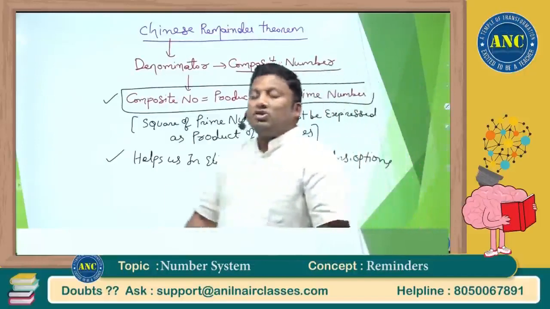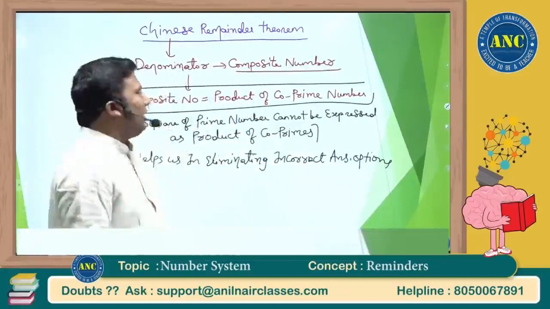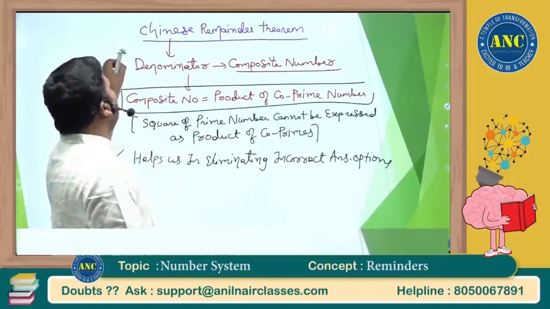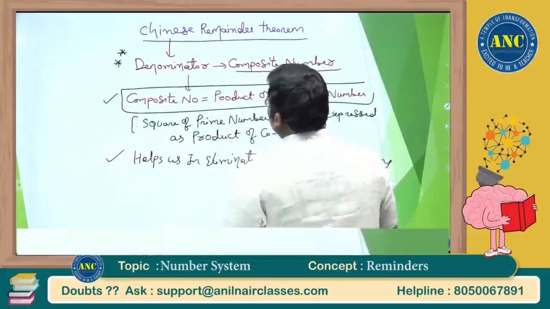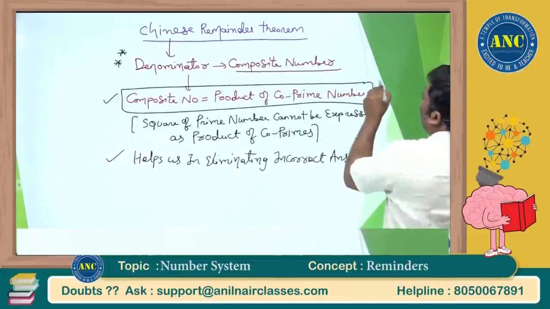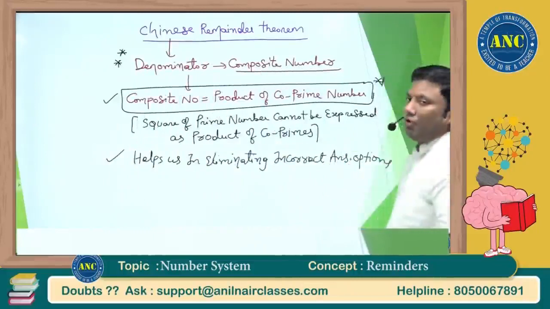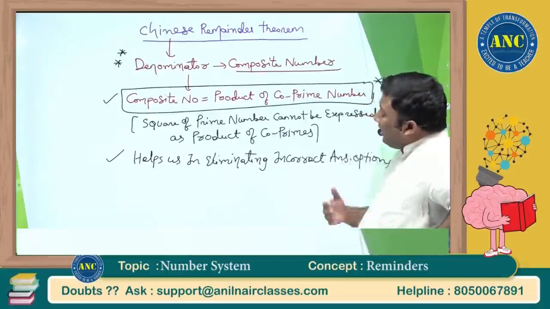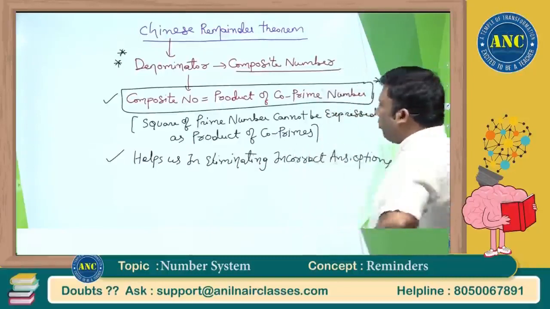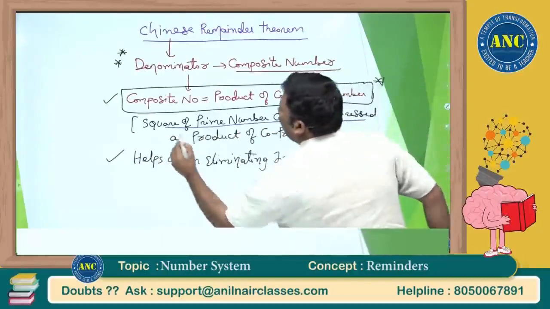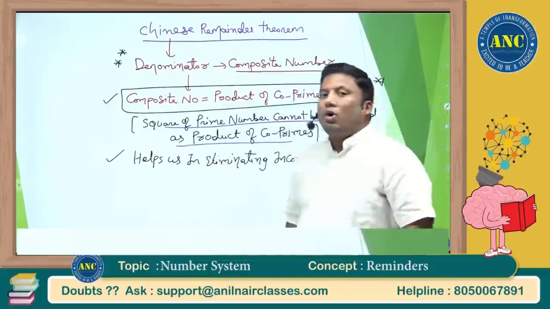Chinese remainder theorem is used, step number 1, when the denominator is a composite number. The utility of Chinese remainder theorem is only when the denominator is a composite number. Write the composite number as a product of coprimes. Now the question arises, can every composite number be written as a product of coprimes? No. A square of a prime number cannot be written as a product of coprime numbers.